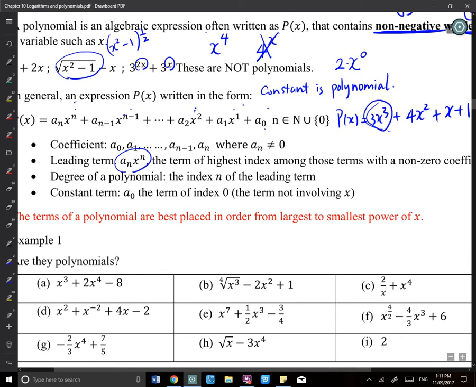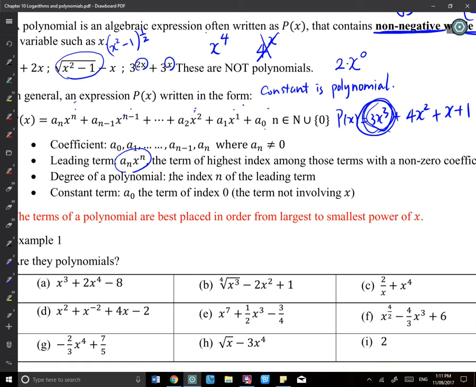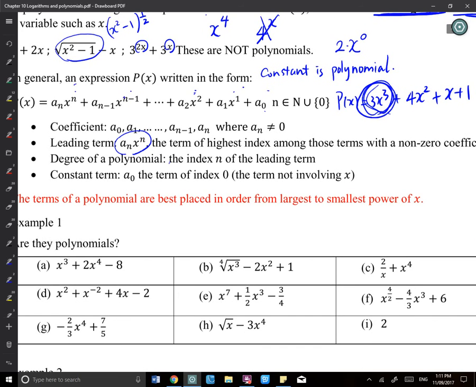The next one is called the degree of a polynomial. The index n of the leading term is called the degree. So that one has a degree of 3. What is your highest index? That is called the degree. Your highest index is your degree of the polynomial. Constant term: it's the term without x.